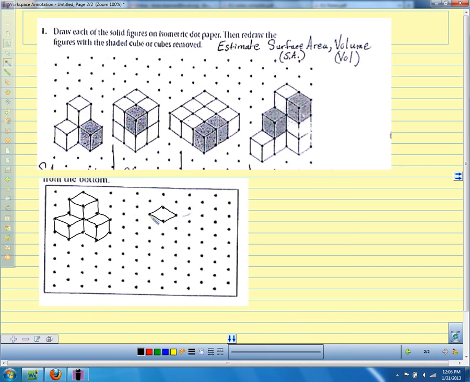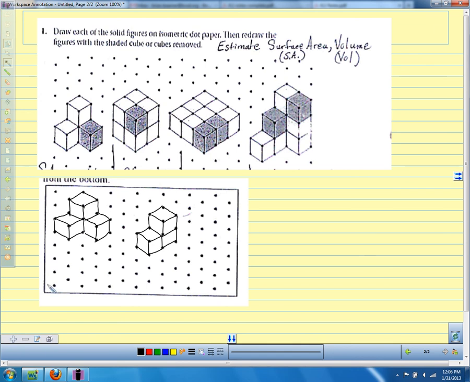I'm going to start the same way, and different people do it different ways. The way I'm doing this one isn't the only right way to do it. And now I have that shape with the little square gone. So we're doing that to each of these shapes. Draw the original shape and then redraw it with the cube removed.